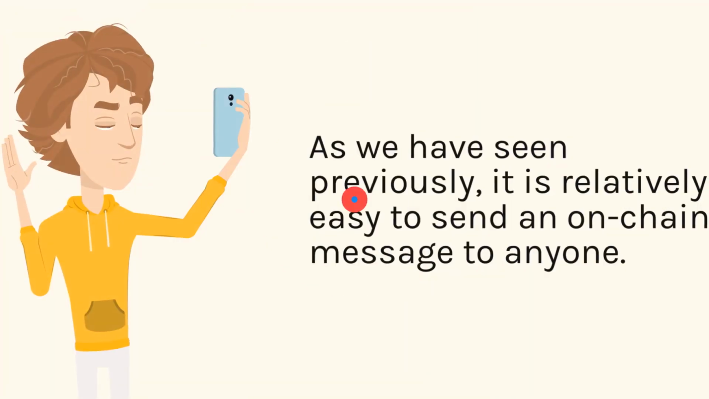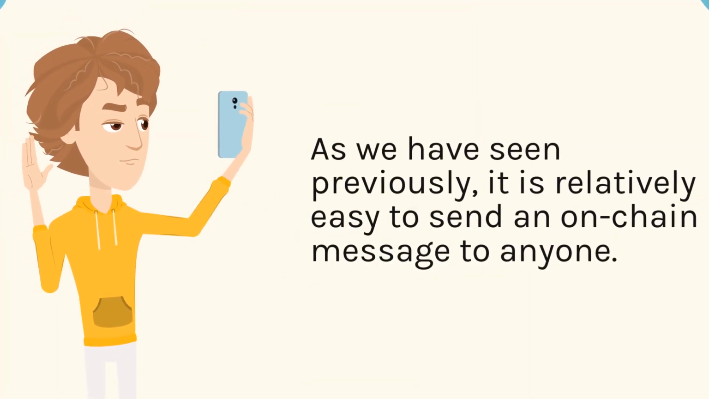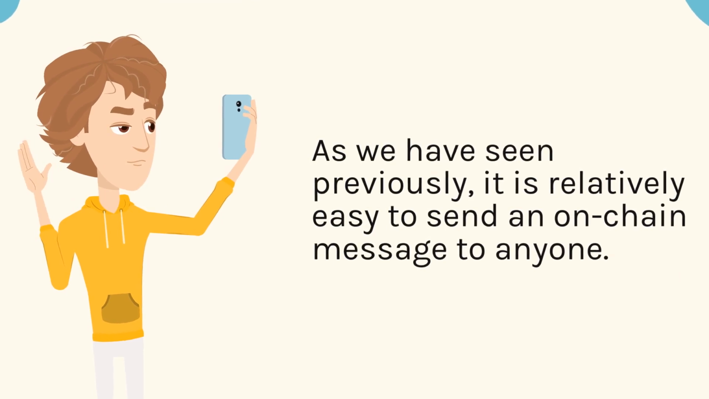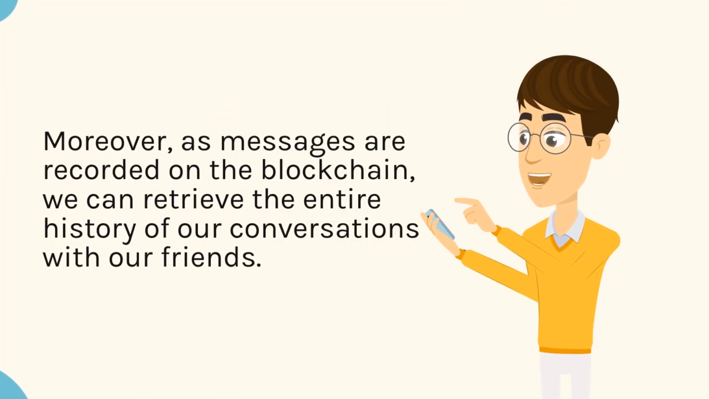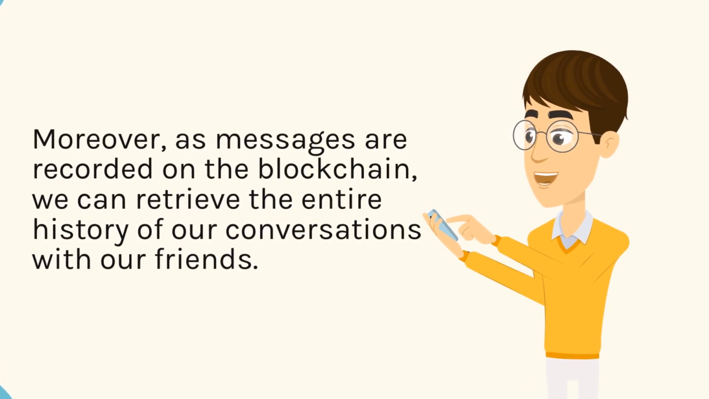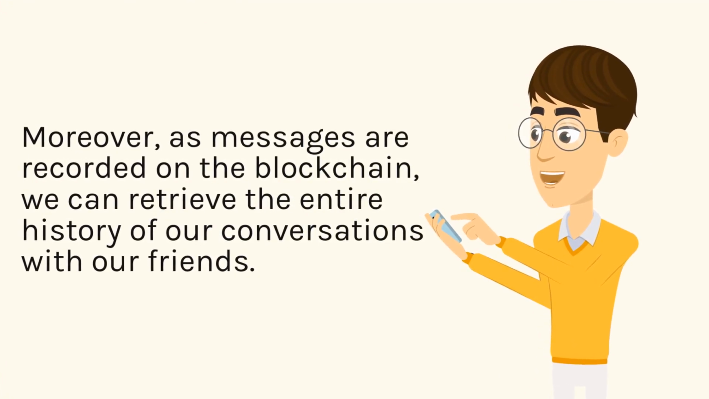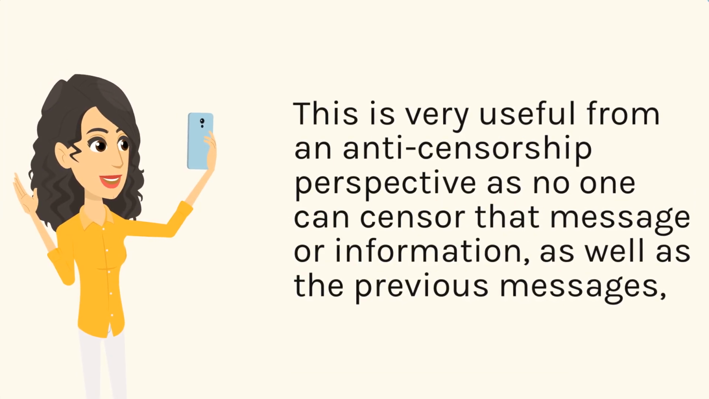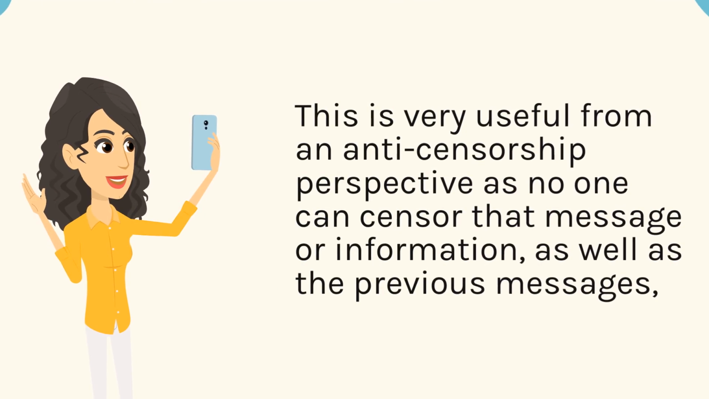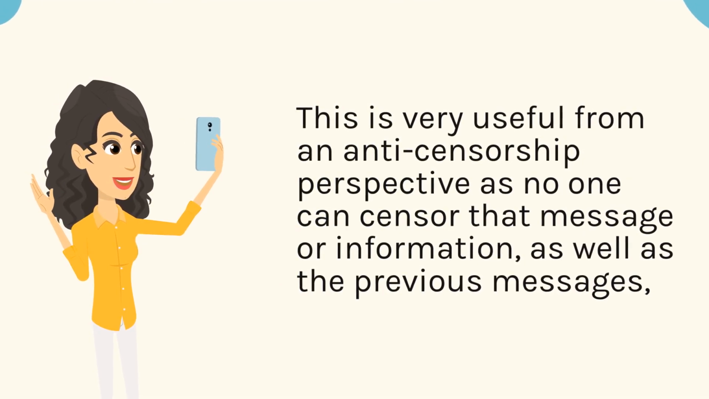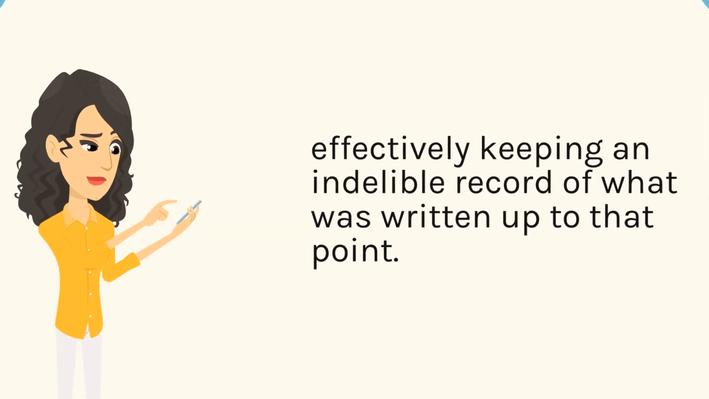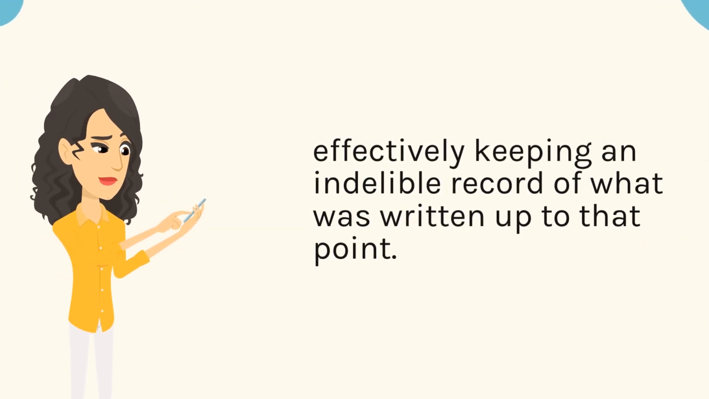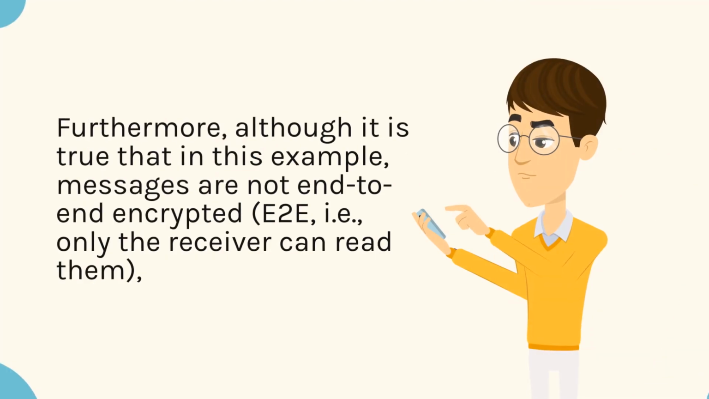Advantages of on-chain messages. As we have seen previously, it is relatively easy to send an on-chain message to anyone. Moreover, as messages are recorded on the blockchain, we can retrieve the entire history of our conversations with our friends. This is very useful from an anti-censorship perspective, as no one can censor that message or information, as well as the previous messages, effectively keeping an indelible record of what was written up to that point.